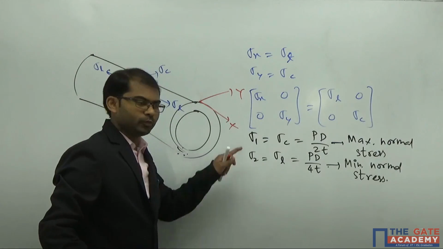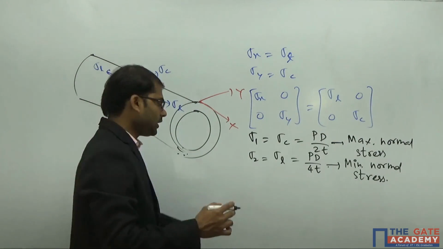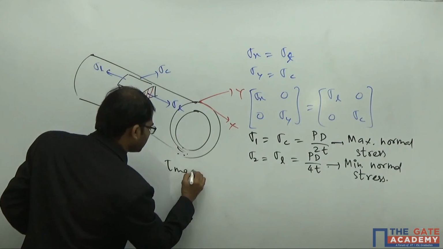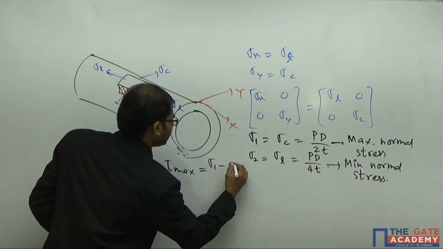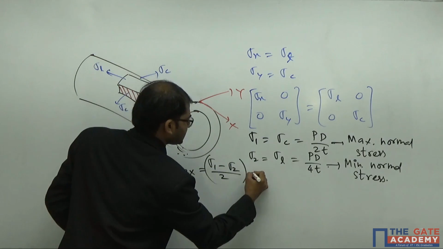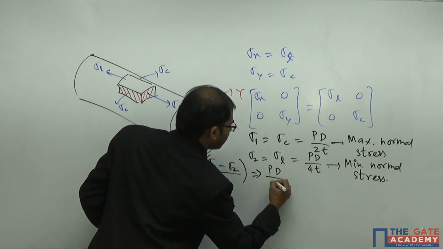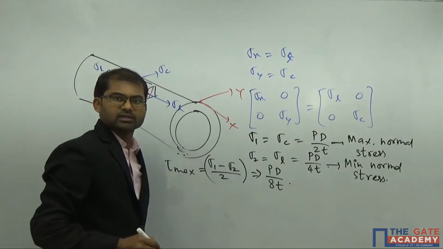Now you got the two principal stresses. Now to find out the maximum shear stress induced inside the material of the cylinder, we have the formula sigma 1 minus sigma 2 by 2. So this gives you the answer as PD by 8t. This is the value here.